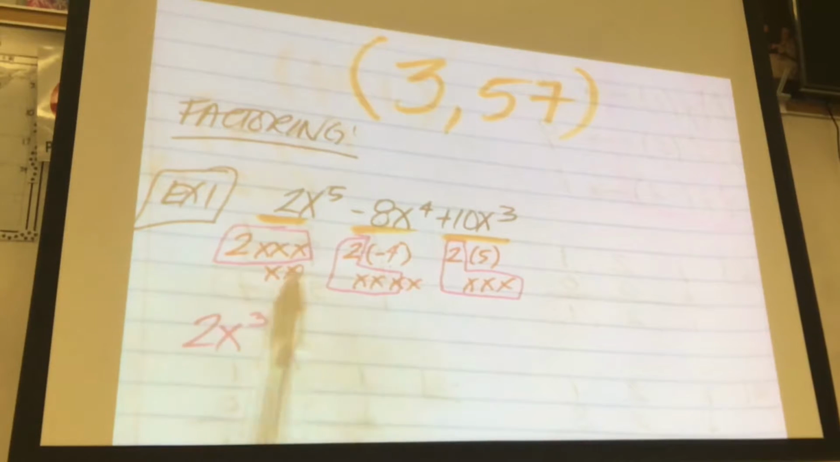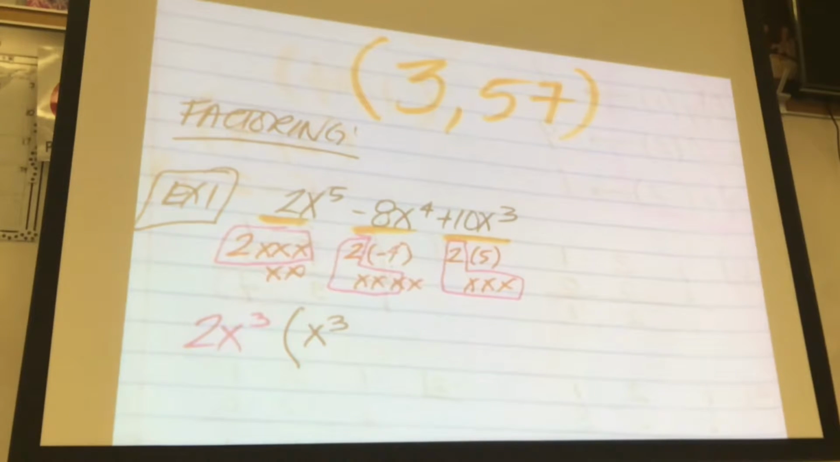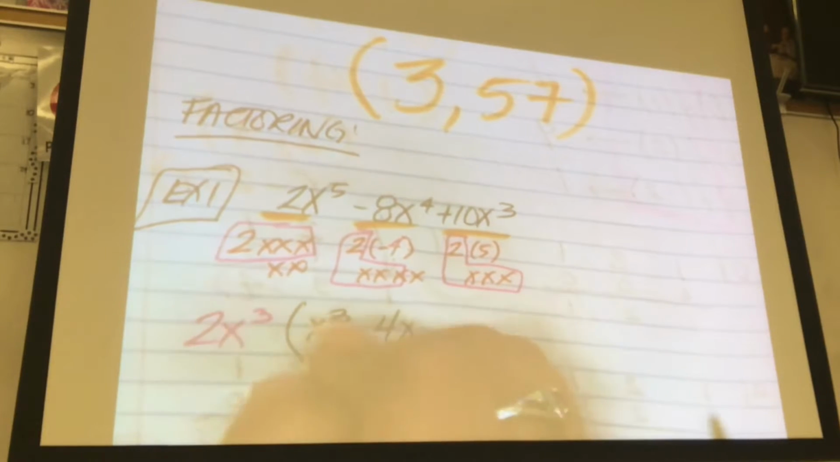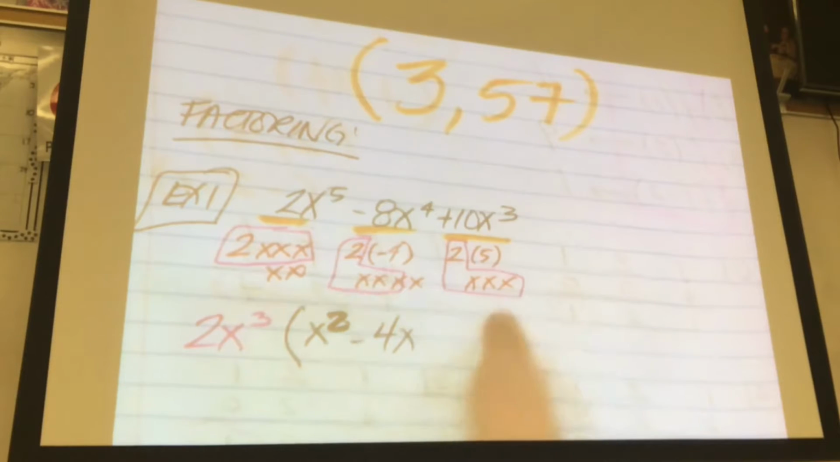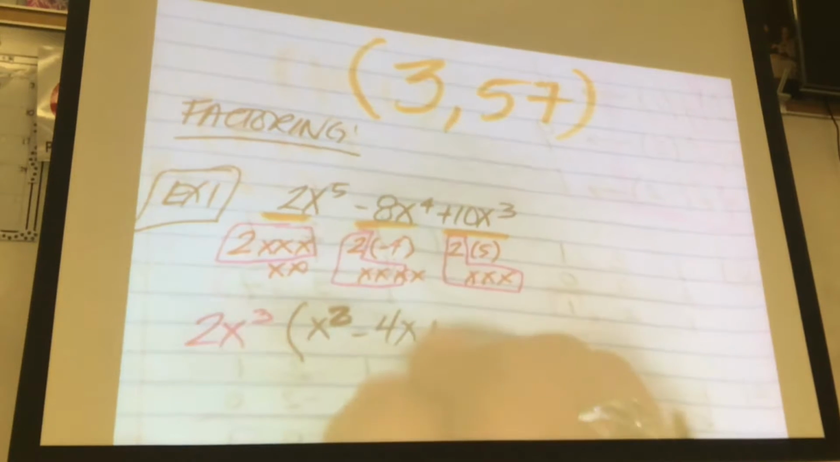Samantha, what's left over if I took out a 2x cubed from here? What's left over? Very good. How about over here? Yep. Is x? And what's left over here? Plus 5, right? Positive 5?